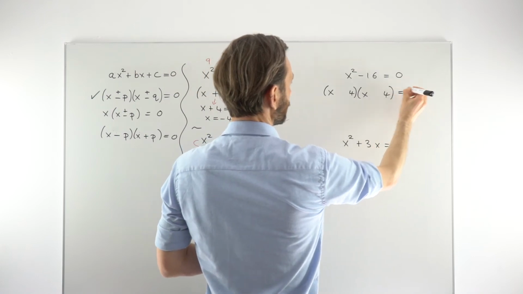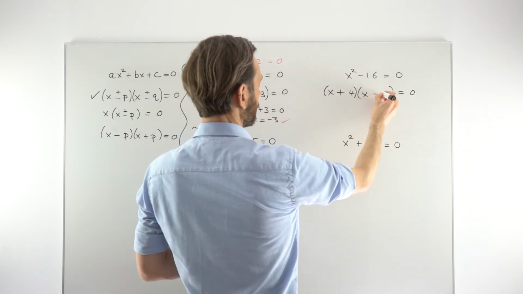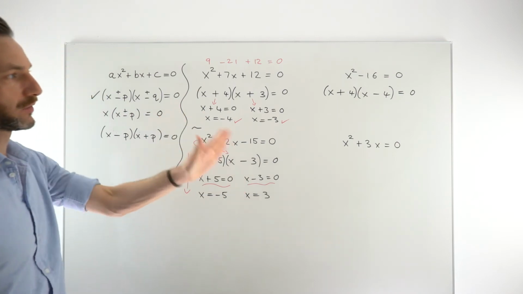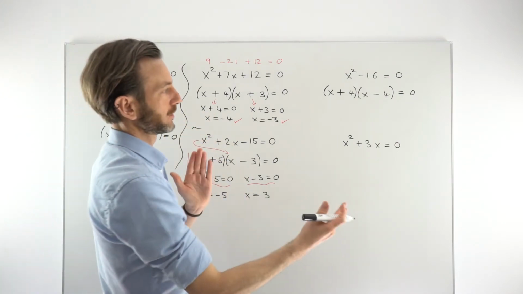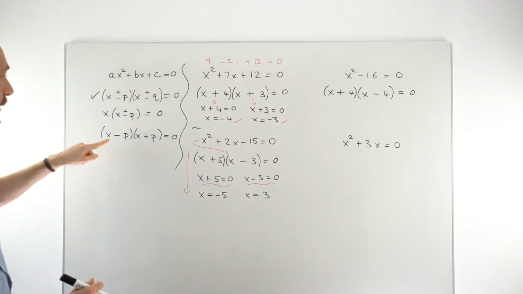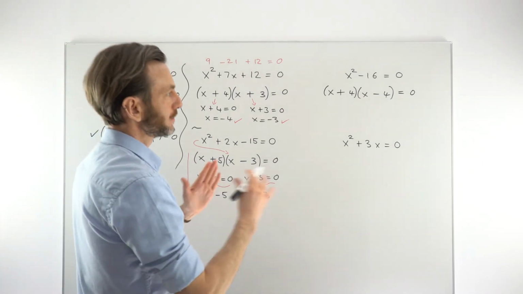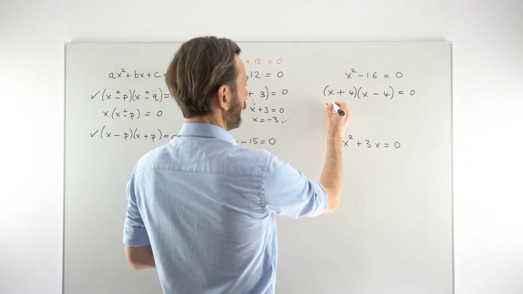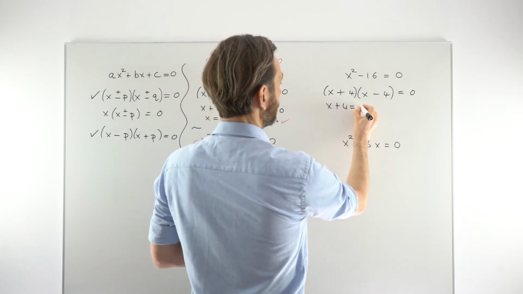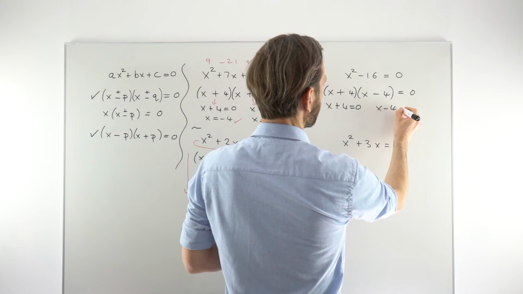Keep this equal to 0, and these factorise with 1 plus and 1 minus. It doesn't matter if you go plus minus or minus plus, but it needs to be one of each. So that's basically this format here, the difference of squares format. Splitting them off into two equations, just in the same way, we get x plus 4 equals 0, and we get x minus 4 equals 0.